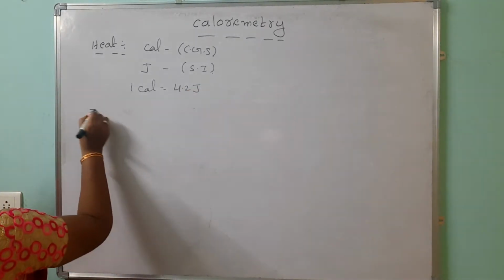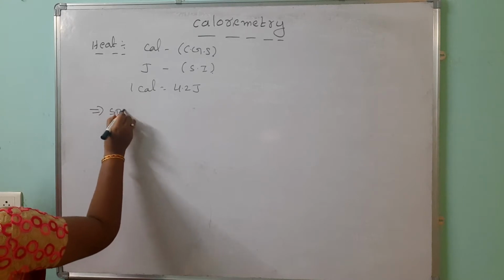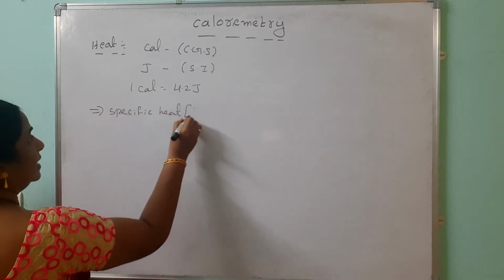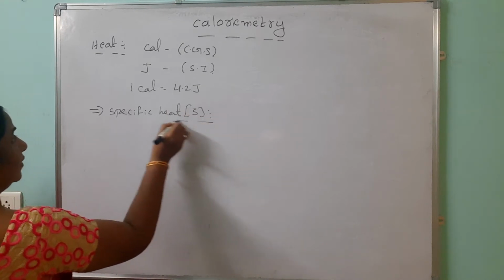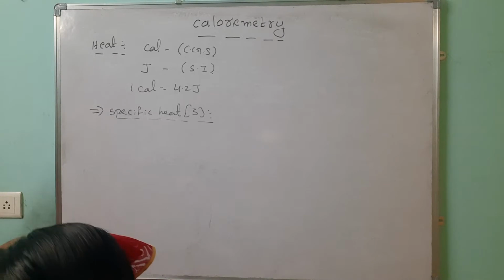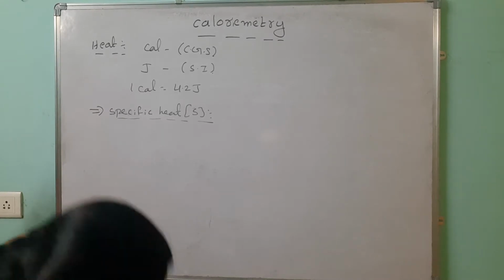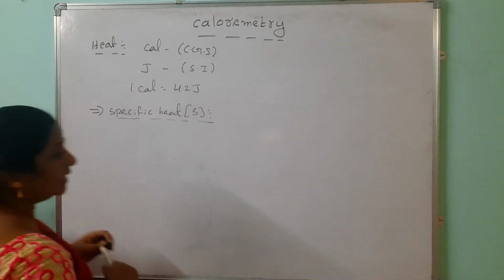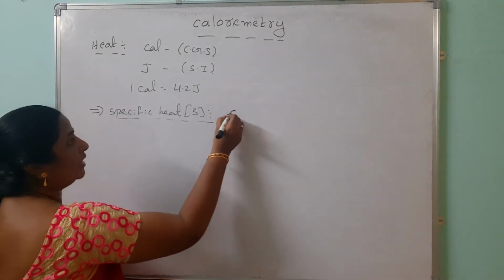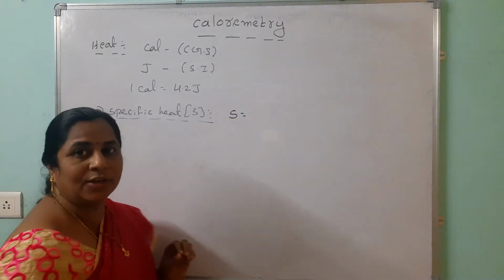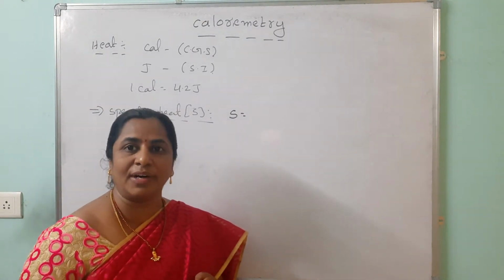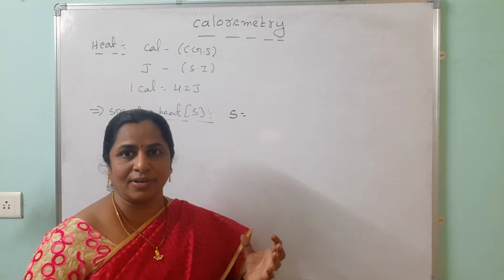Then we focus on specific heat. What is the specific heat? It is represented by S. When we go through molar specific heats, we take Cp or Cv. But what is the basic definition of specific heat? The amount of heat energy required to raise the temperature of 1 unit mass of a body through 1 degree centigrade is called the specific heat.